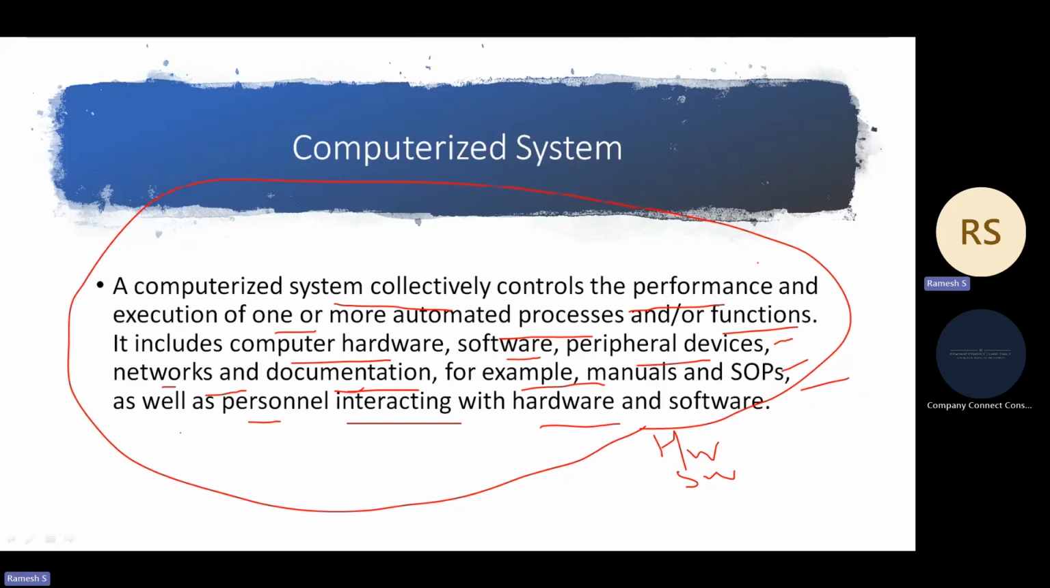So a computer system only consists of hardware and software, but a computerized system consists of hardware, software, peripheral devices, networks, documentation, and the person interacting with that hardware and software. That will be called a computerized system.